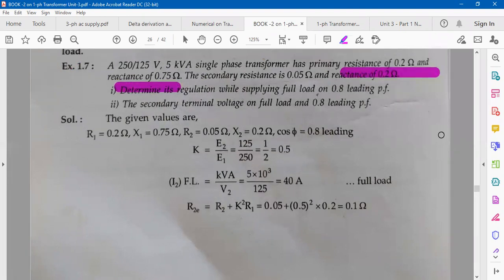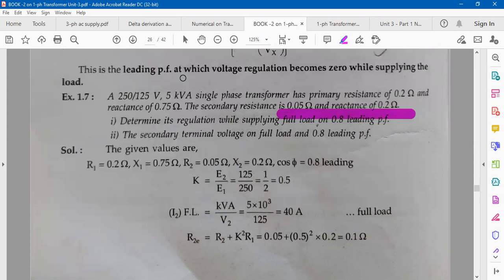And all of you can see it is less, so copper loss will be less, isn't it? Efficiency will be more. Secondary winding resistance 0.05 ohm and reactance 0.2 ohm. That is also very less, isn't it? And as it is a step down transformer, the resistance and reactance on the secondary will be less compared to primary.